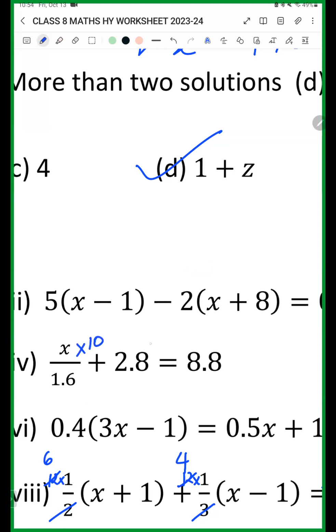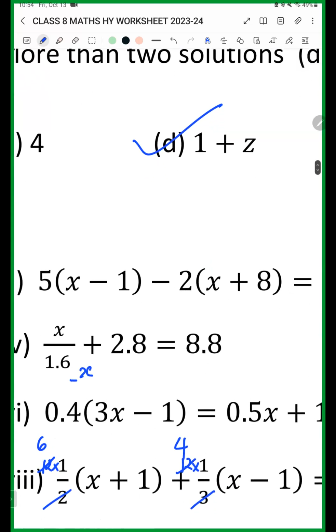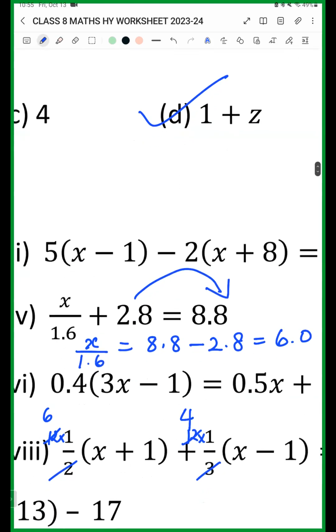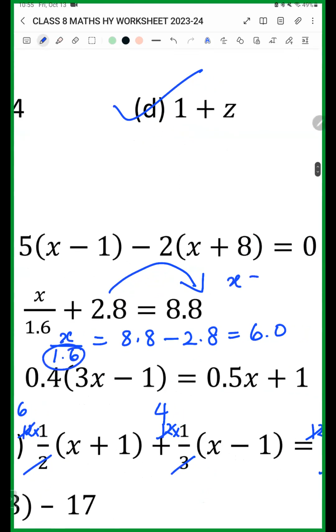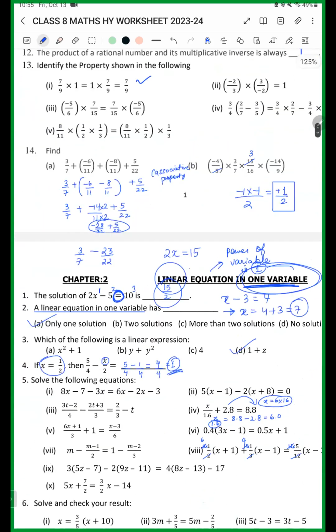What's the other way of solving this question if you're not going to multiply it by 10? The other way is x by 1.6 is equal to, take this to the other side, becomes 8.8 minus 2.8, which becomes 6.0. Yeah, this one is easier. So when you take 1.6 to the other side, x will become 6 multiplied by 1.6. So then you will get your answer.